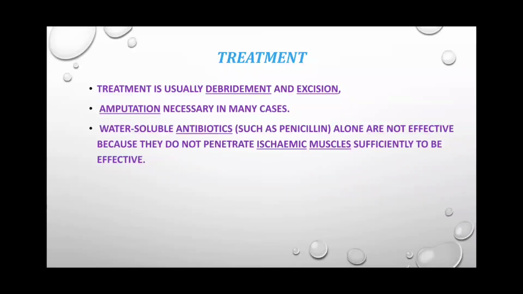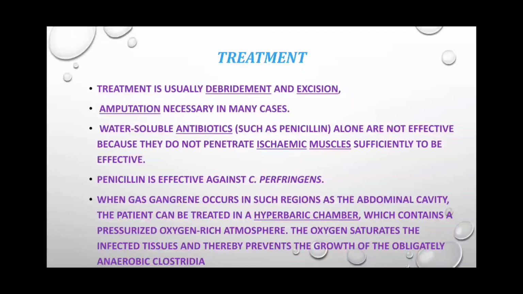Water soluble antibiotics such as penicillin alone are not effective, because they do not penetrate ischemic muscle sufficiently. As we already told, wherever these anaerobic bacteria cause damage, they make the area ischemic, with no oxygen, because of these toxins. Penicillin is effective against C. perfringens, but when gas gangrene occurs in regions such as the abdominal cavity, the patient can be treated in a hyperbaric chamber. That means a chamber where the pressure is very high, containing a pressurized oxygen-rich atmosphere. Oxygen saturates the infected region and thereby prevents the growth of anaerobic clostridium. This bacteria is anaerobic and cannot survive in oxygen for long, and they will die, and we can prevent further infections.